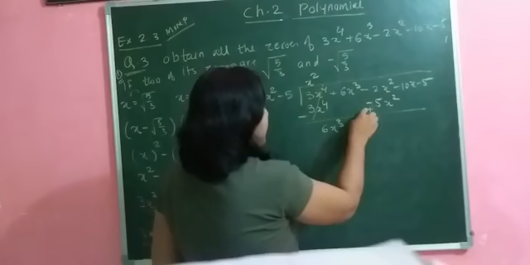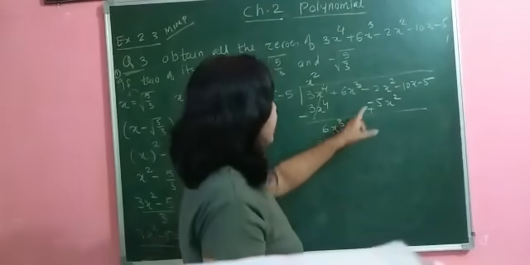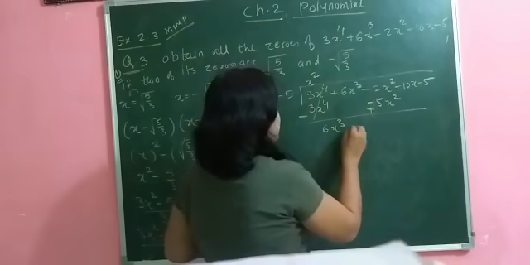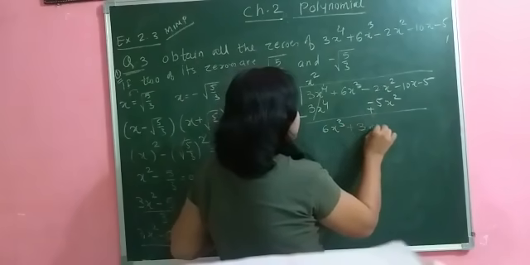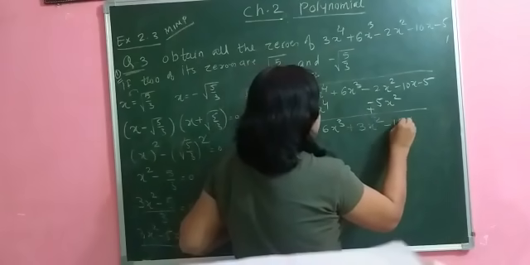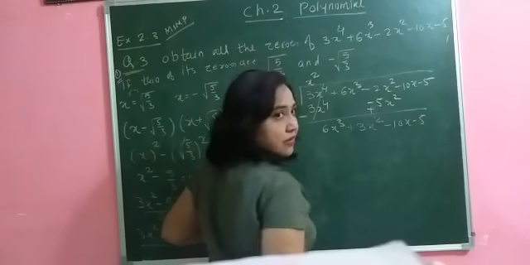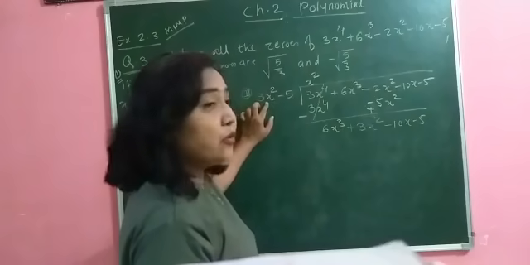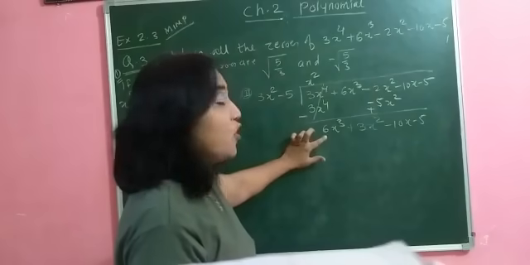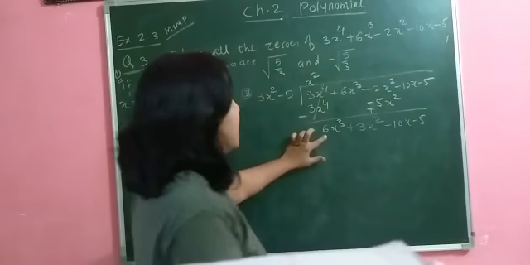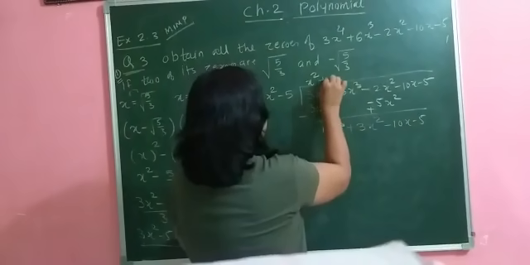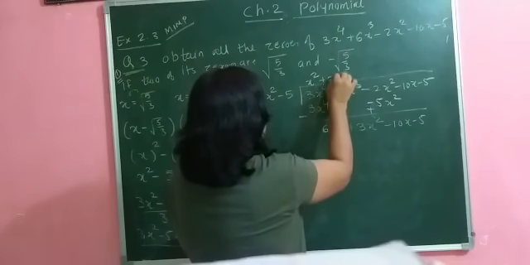6x cube. Now this is plus 5 square minus 2 square. So it is plus 3x square minus 10x minus 5. Again, what do I have? 3x square. What do I want? 6x cube. So I multiply by plus 3 2s are 6x.